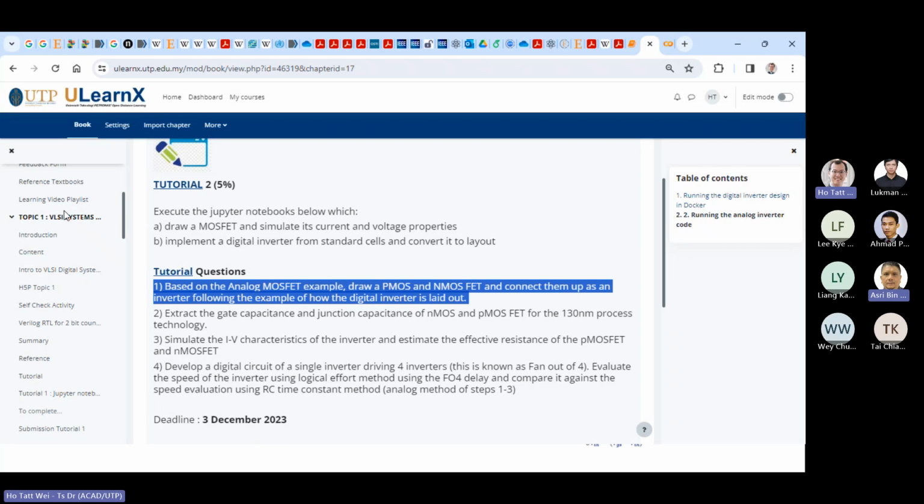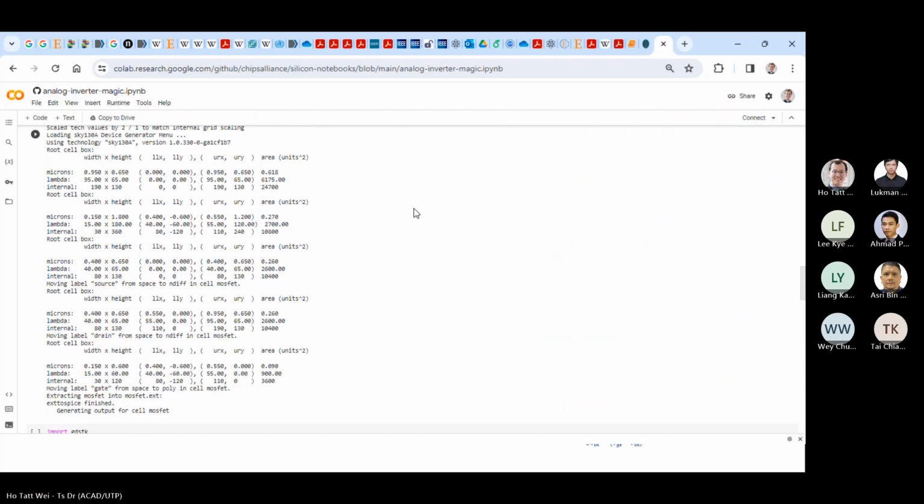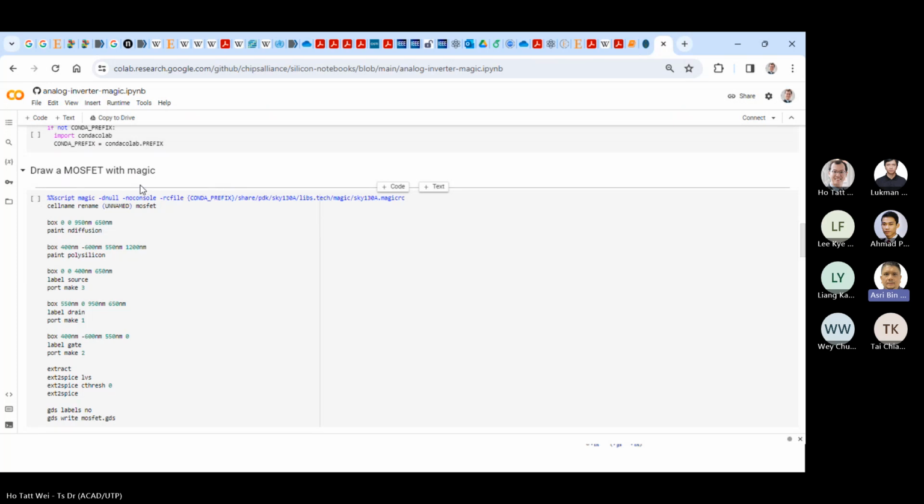Doctor, I have one question. Sure. I tried to run the line in the Google Colab for tutorial number 2, but for the drawing, I think drawing using magic. Yes, the part that is drawing using magic.